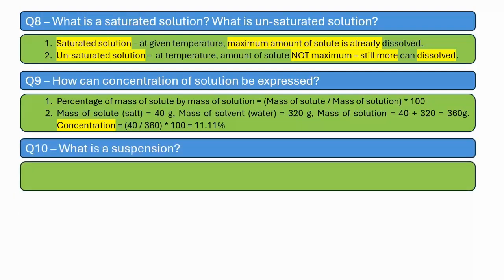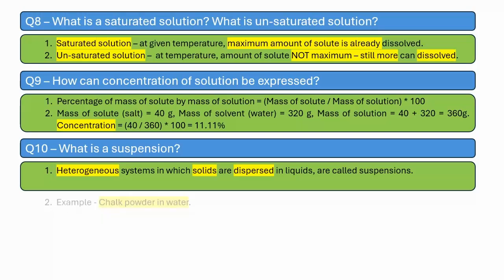What is a suspension? A suspension is different from a solution. A solution is a homogeneous mixture where you can't even see the particles, but a suspension is a heterogeneous mixture. So the spread is not uniform. The solids are dispersed in liquids. These are called suspensions. A heterogeneous mixture wherein small particles of solid visible to the naked eye are dispersed in liquid is called a suspension. This is different from a solution. For example, if you take chalk powder, crush it well, put it in water and stir it, what you will get is a suspension.